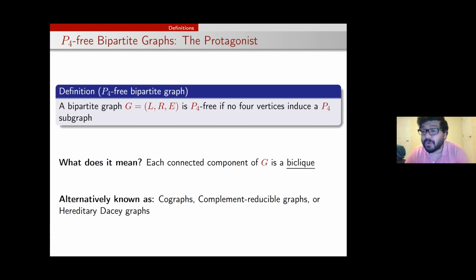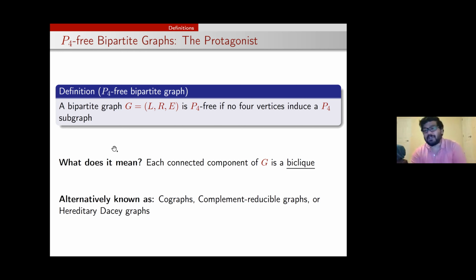A P4-free bipartite graph is a graph in which, if you look at the induced subgraph on any 4 vertices, you do not have a P4. So it can have 0 edges, 1 edge, 2 edges, or 4 edges, but it doesn't have 3 edges. That's the important part. So we will be considering bipartite graphs that are P4-free.